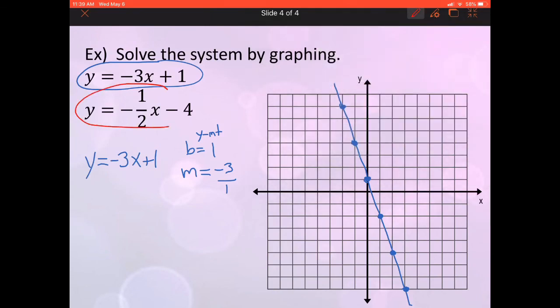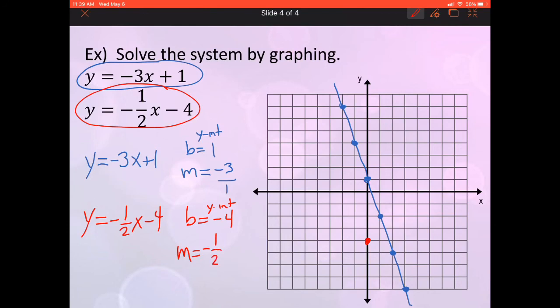Okay, so I'm going to do this one in red. So y equals negative 1/2 x minus 4. All right, the b value, the y-intercept is negative 4. So on the y-axis, 1, 2, 3, 4, negative 4. And my slope is negative 1/2.